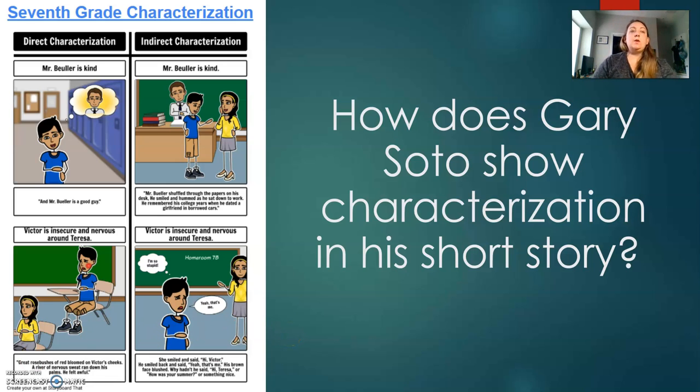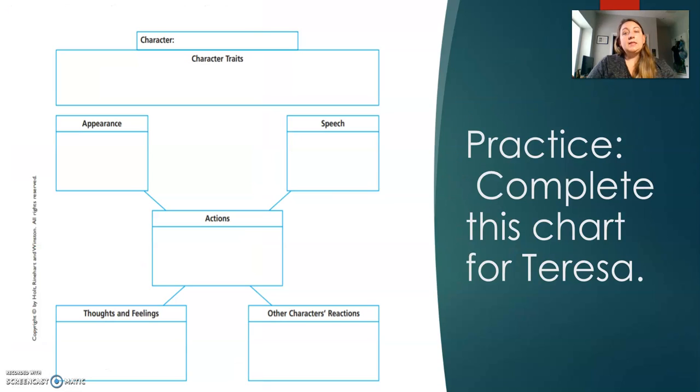Okay, so hopefully you guys understand indirect and direct characterization. I will be looking for that in your short stories. The last little bit of practice that I want you guys to do before your final quiz of the week is to think and complete this chart for Teresa. So think about indirect and direct characterizations for Teresa and fill out this chart.